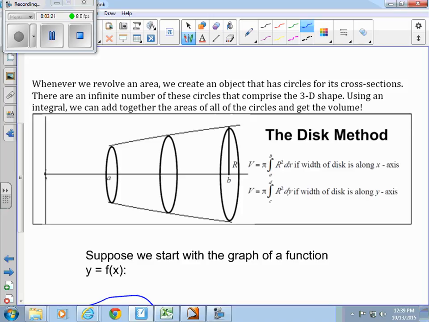If we are rotating around the y-axis, would you agree that our circles would then be perpendicular to the y-axis? If we rotated vertically? So then we will have dy. Any questions about that so far?